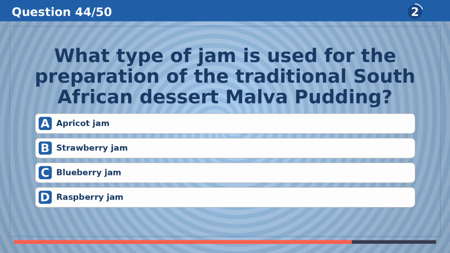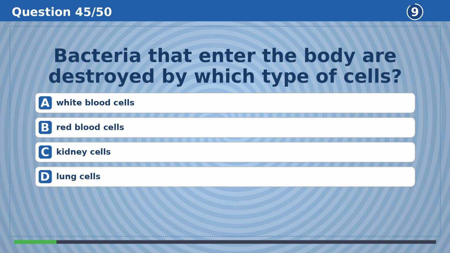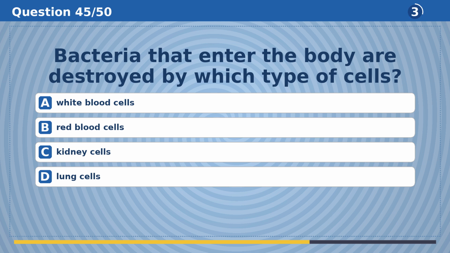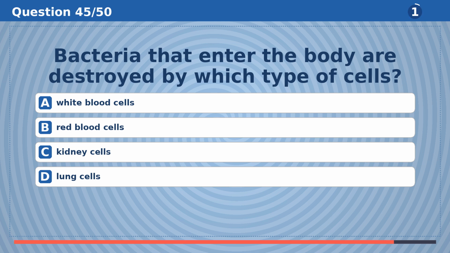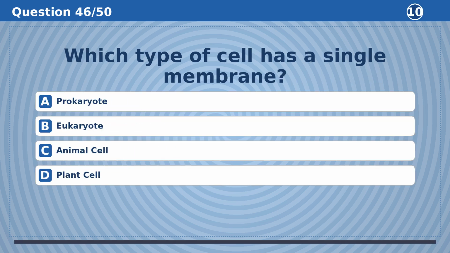What type of jam is used for the preparation of the traditional South African dessert malva pudding? The answer is A. Apricot jam. Bacteria that enter the body are destroyed by which type of cells? The answer is A. White blood cells.